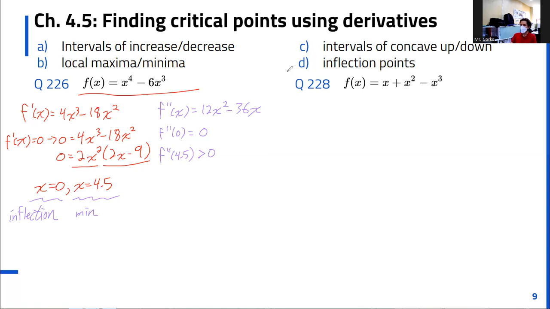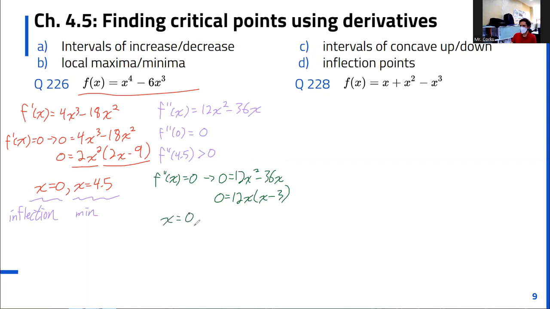All right. We are not done finding inflection points though, because we found one of them, but maybe there are more. So we can't guarantee that we found all of them. So we do have a little more work here. So f double prime of x we set to 0. And if we do that, 0 is equal to 12x squared minus 36x. So we can factor out 12x and we are left with x minus 3.